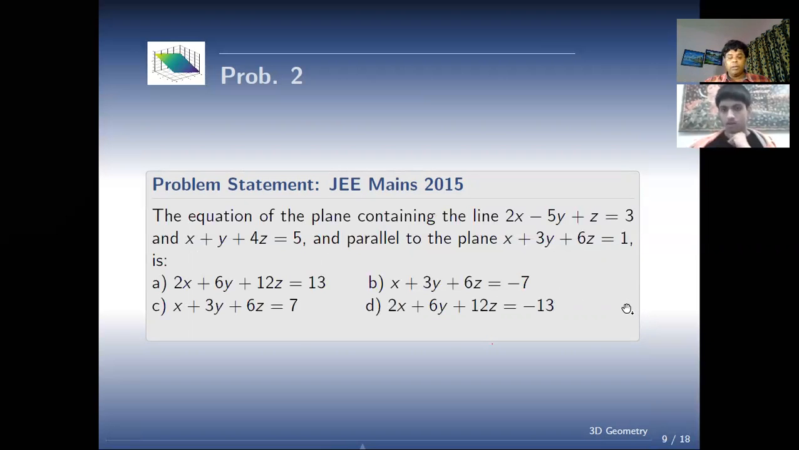Now, if you read through the question, we want the equation of the plane, and we are told it contains the line 2x minus 5y plus z equals 3 and x plus y plus 4z equals 5. So what do you make of this? That I have this equation here and this equation here, and somehow it has to relate to a line.